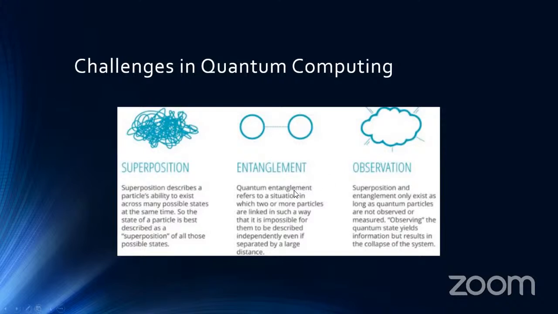So if we see here, there are 2 particles, particle A and particle B, linked using some sort of an algorithm or some physical entity. So we cannot describe it in a single go independently. Next, observation. If you take the similar concept of the Heisenberg uncertainty principle, we cannot determine its exact space and velocity at a particular time. Observing the quantum state yields information, but results in the collapse of the system.